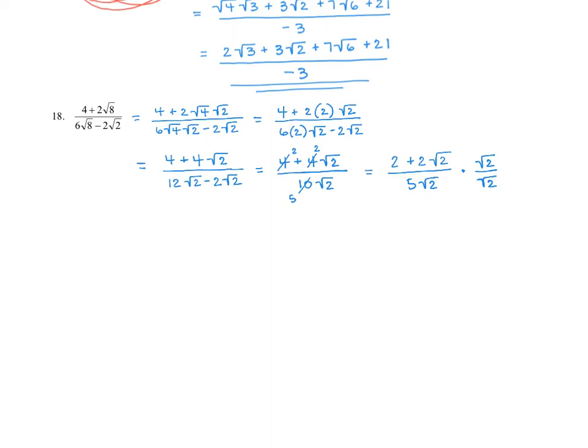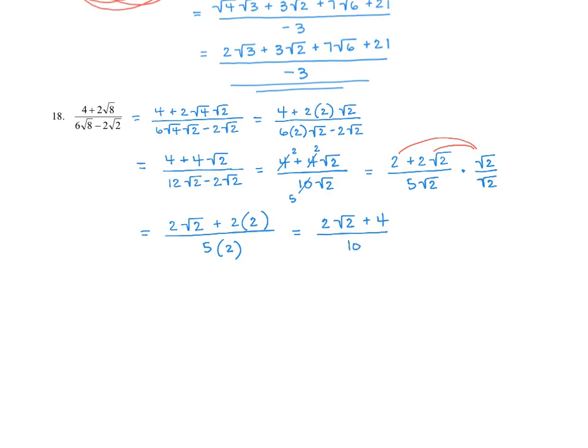In the numerator, I'll need to distribute, and in the denominator, I simply need to multiply. So 2 times rad 2 is 2 rad 2, and 2 times rad 2 times rad 2 is simply 2 times 2. And then the denominator, 5 times rad 2 times rad 2 is 5 times 2. Simplifying that, we'll get 2 rad 2 plus 4 over 10.